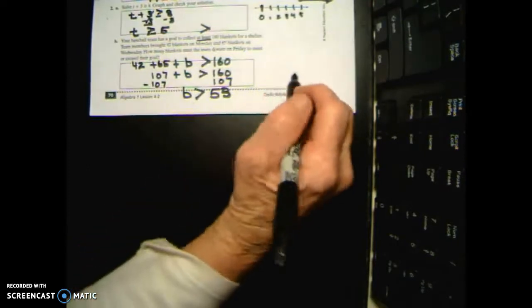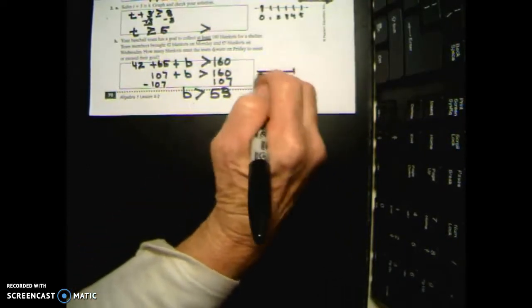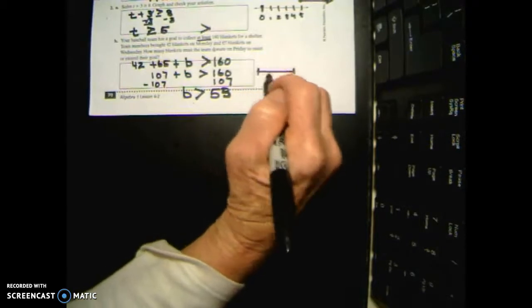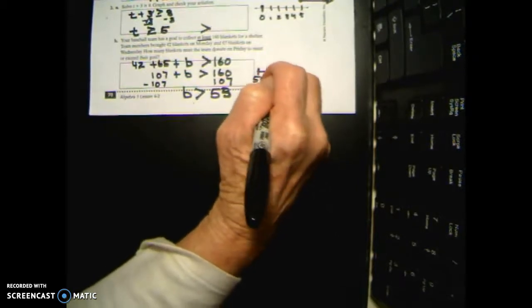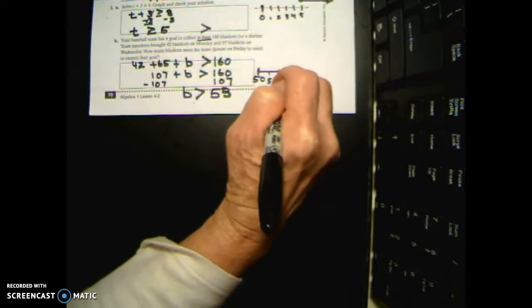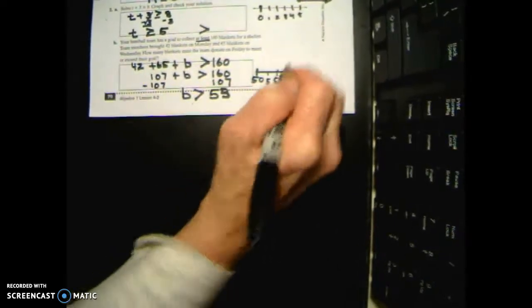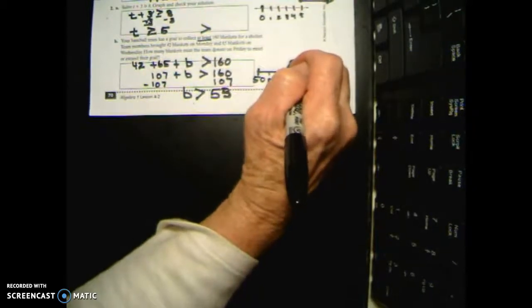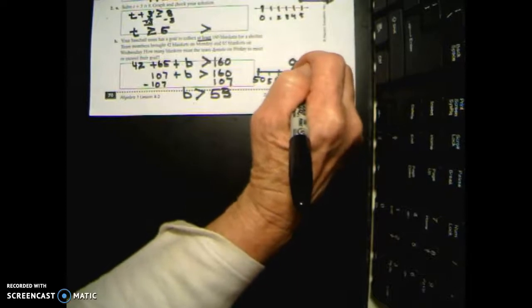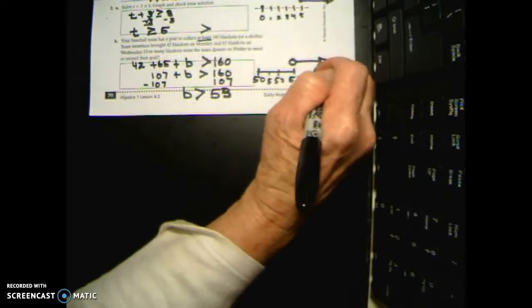So if I were graphing it, and it doesn't ask you to, but let's just make sure we can. So let's say that this is 51, 52, this is 53. So it has to be greater than 53, so I have an open circle. It means it can't include the number 53. They have to bring in more than 53 blankets in order to meet their goal.